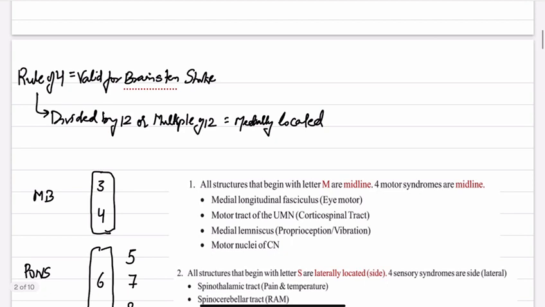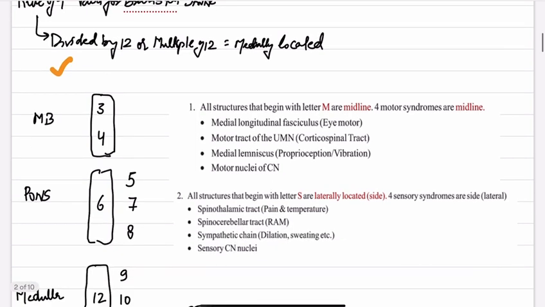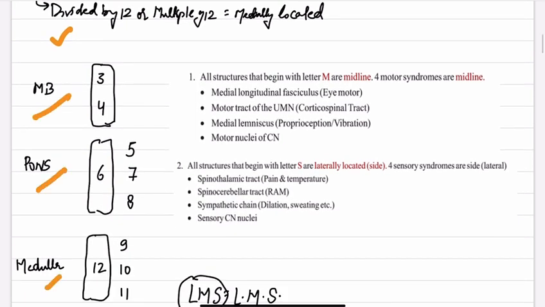I think you know the rule of 4 now. That is valid for brainstem stroke. The numbers which are divisors of 12 are medially located. It is therefore only for brainstem stroke, meaning stroke of the midbrain, pons and medulla. The numbers which divide 12, like 3, 4, 6 and 12, are located centrally, meaning in infarction of the central part of the brain.